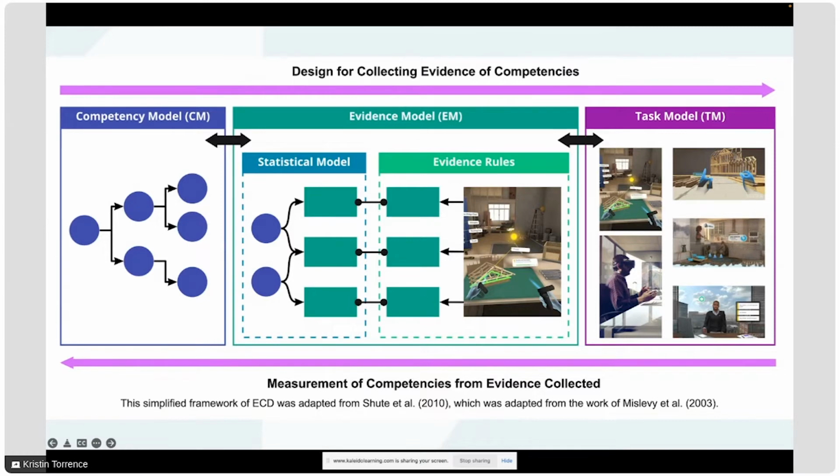But if you move from right to left, from the task model to the competency model, you can see that it's now a method of measuring competencies based off of the evidence collected using predictive modeling. So given the data collected in the task model, what can this evidence say about that performance? And then how does knowing this about their performance shape our inferences about learners' competency levels using the competency model?